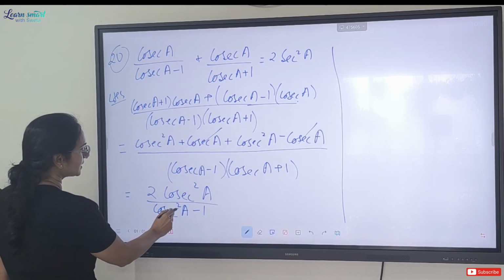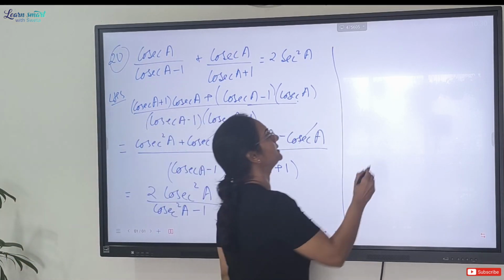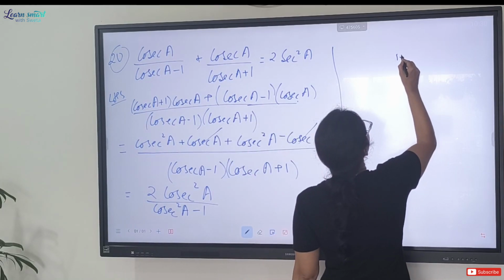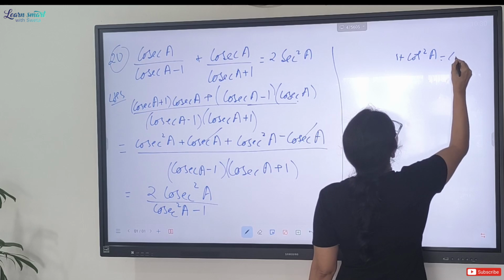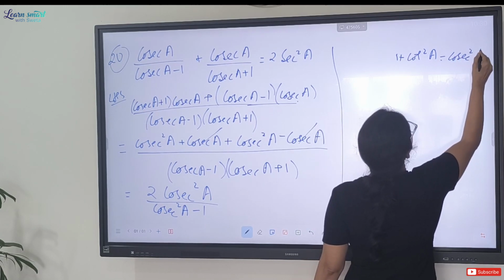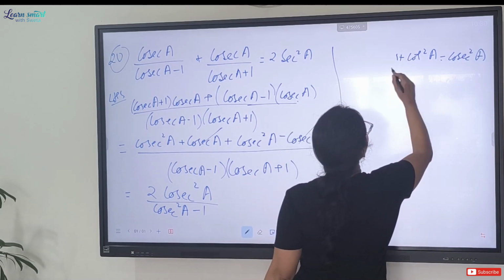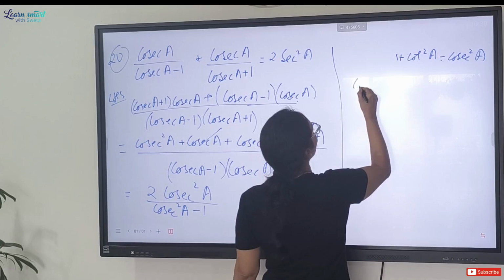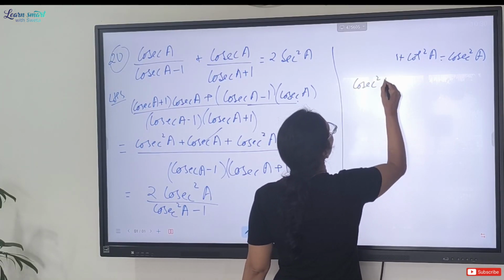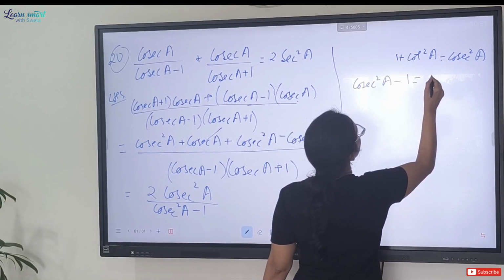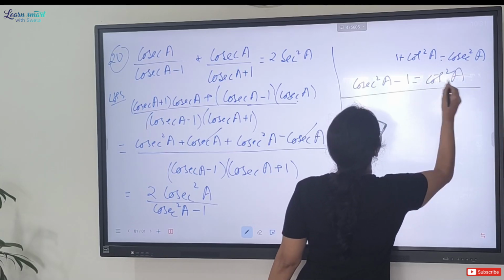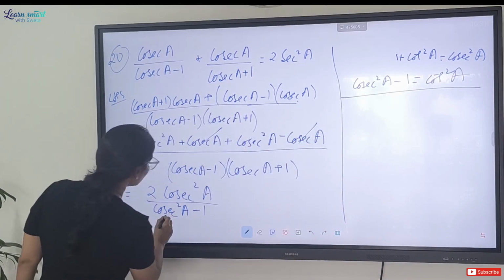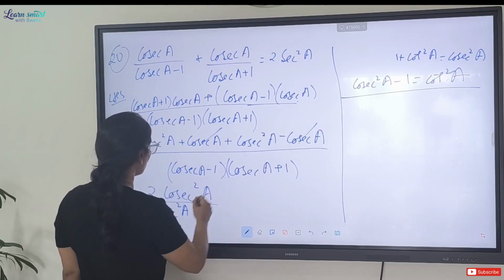Now what? See, cosec square A minus 1. There is an identity that 1 plus cot square A equals cosec square A. So cosec square A minus 1 can be written as cot square A. We will use this identity. Here, cosec square A minus 1 we will write as cot square A.